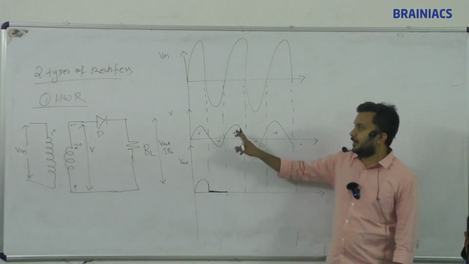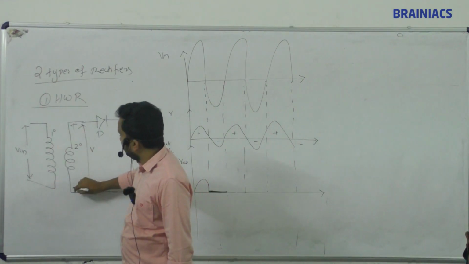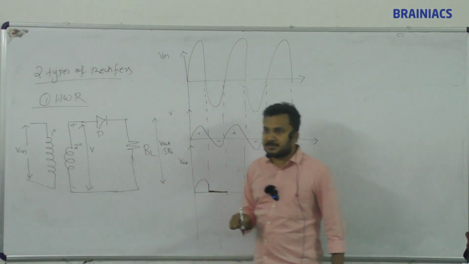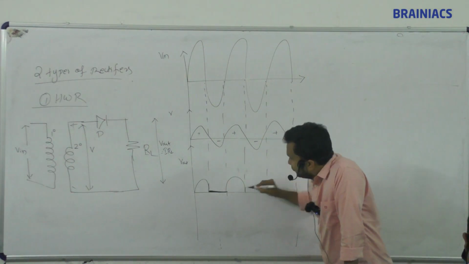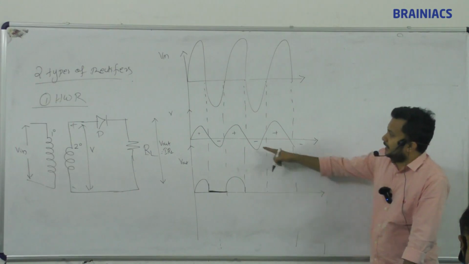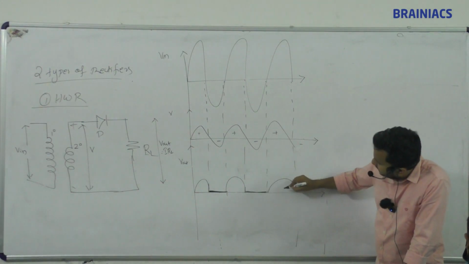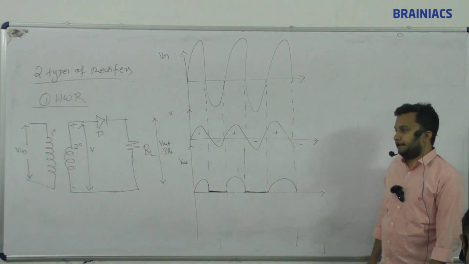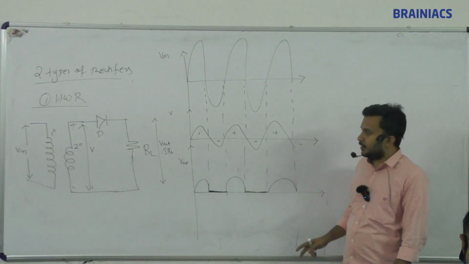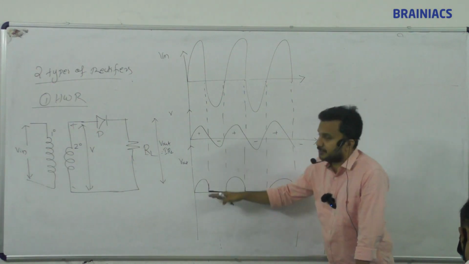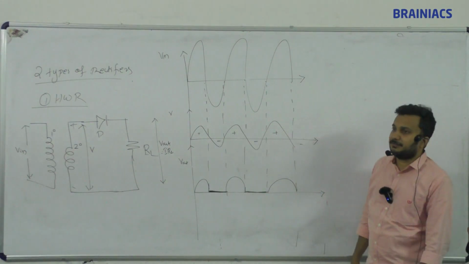So no current. Again positive is coming. Again positive comes, meaning here positive, here negative, so the diode is forward biased and current will flow through the diode. Again negative cycle, no current. Positive cycle, current. Okay, so like this. This is called a half wave rectifier. Why? Because out of the full wave, only half of the wave is converted, half of the wave is rectified. Then it is called a half wave rectifier.